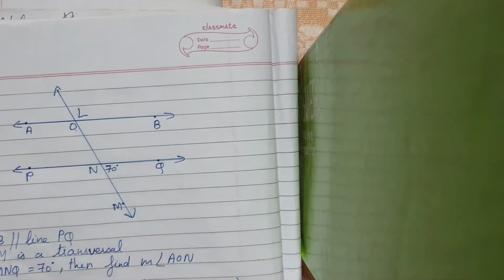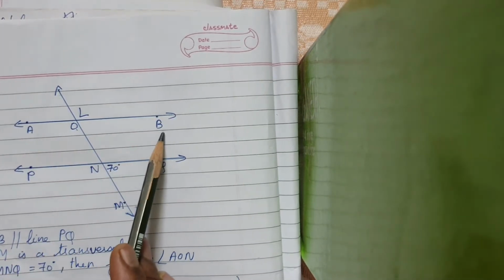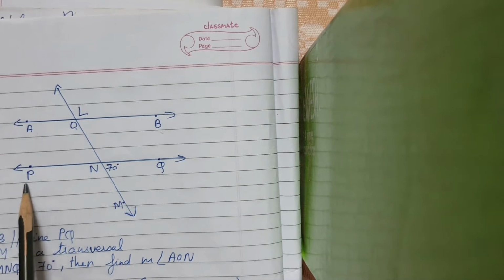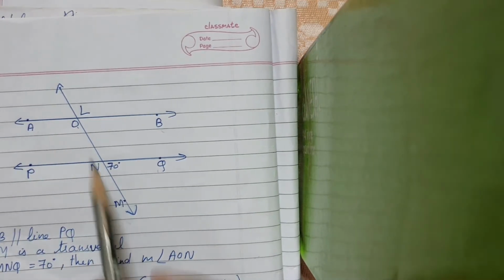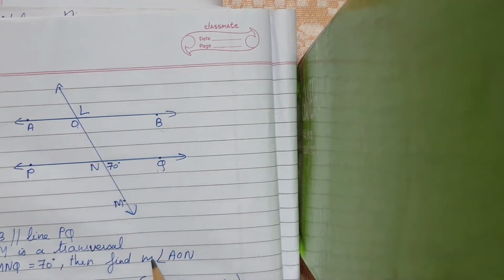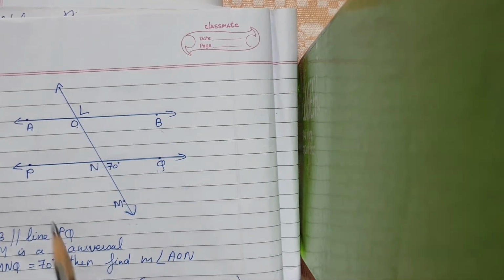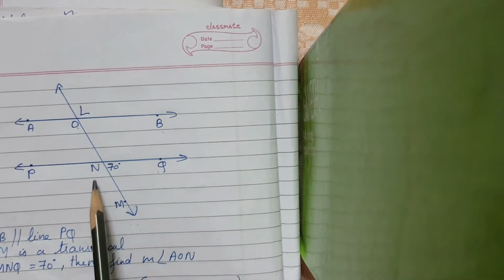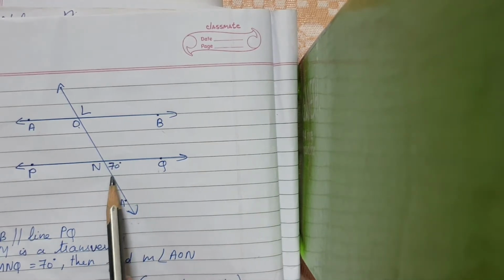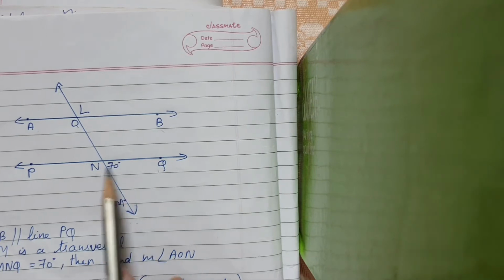Now what is this? This is line AB. This line AB is parallel to line PQ. LM is a transversal line cutting these two parallel lines. So this is the transversal line. Which is angle MNQ? Tell me. MNQ is 70 degrees.